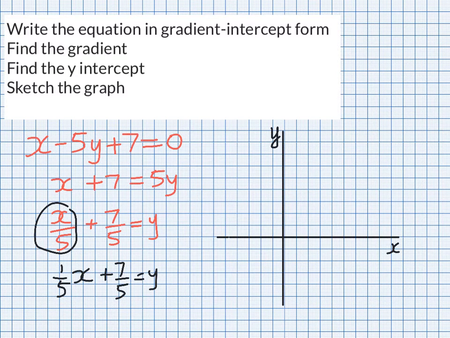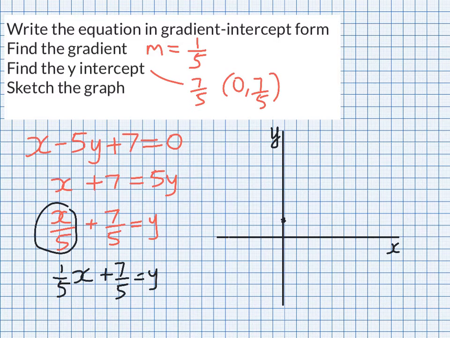So my gradient in this case, m, is equal to 1/5, and my y-intercept is equal to 7/5, which is the point 0, 7/5. So this time I'm going to show you what it's like when you draw that graph without a bigger scale, and you'll see that it's a bit trickier. So we're going to start with the y-intercept, which is at 7/5. So that's about there, right? So it's quite hard to get it accurate.